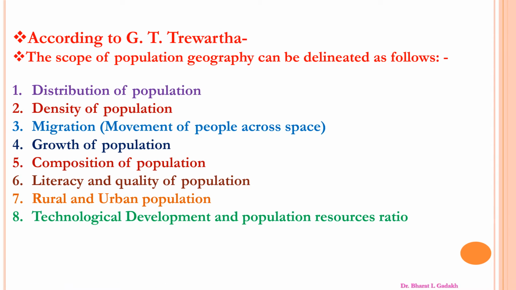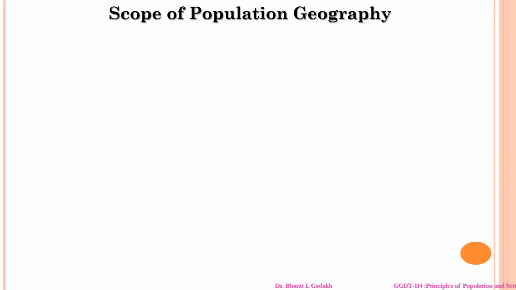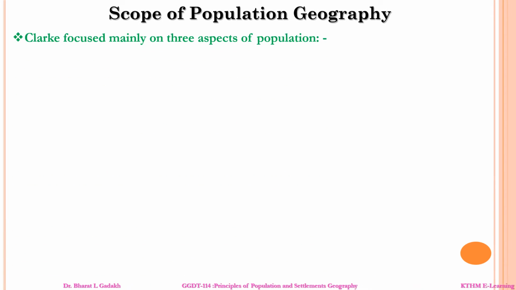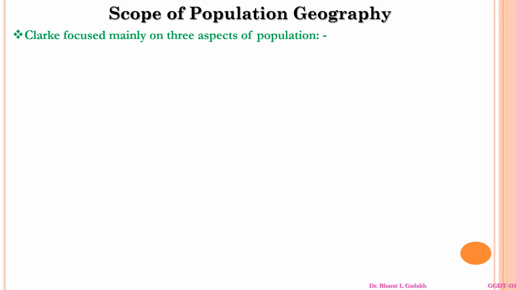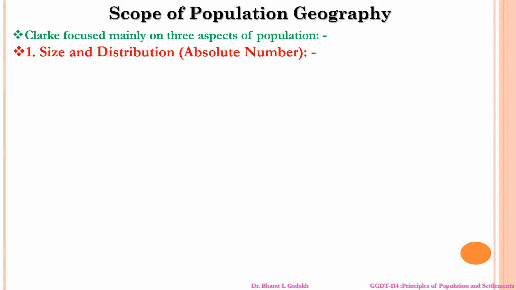Means the technological development and population ratio is then. This next one is the scope of population geography. Clark focuses mainly on three aspects of population geography. Clark's three aspects will be focused on to explain the scope of population geography.